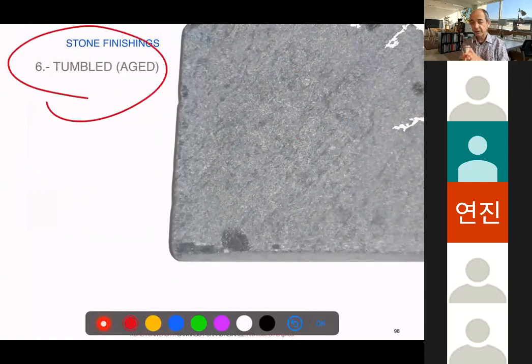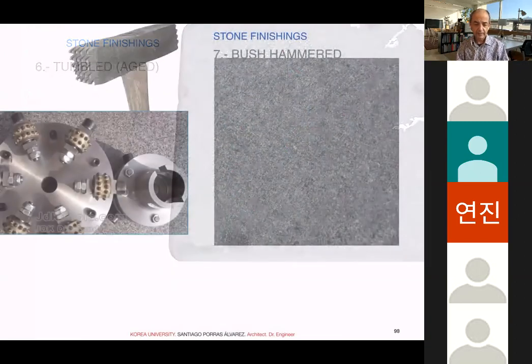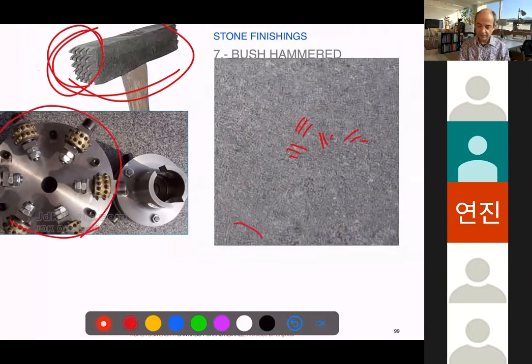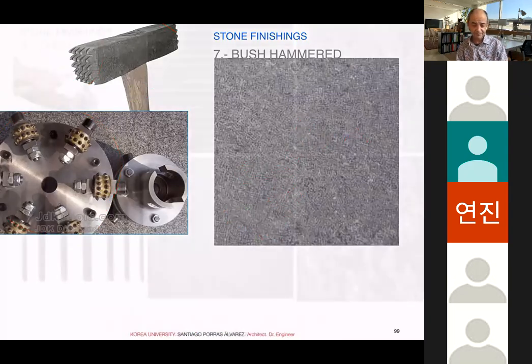Tumbled age is a process in which they do not totally polish, so they make the stone look as if it was older than it is in reality. And then bush hammered is a kind of hammering. Usually it's done by hand. In this case, it's by hand. You can see the pattern of the hits. But in the factory, it's a kind of rotational element. So if it's done in a factory, you will see circular patterns on the stone. Right? And again, it's very traditional and very favorite because it gives the stone a very natural texture.